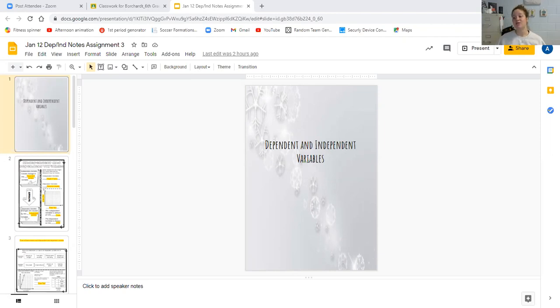Dependent is the opposite of that. So what does dependent mean? Together. Okay, so your dependent variable depends on something.